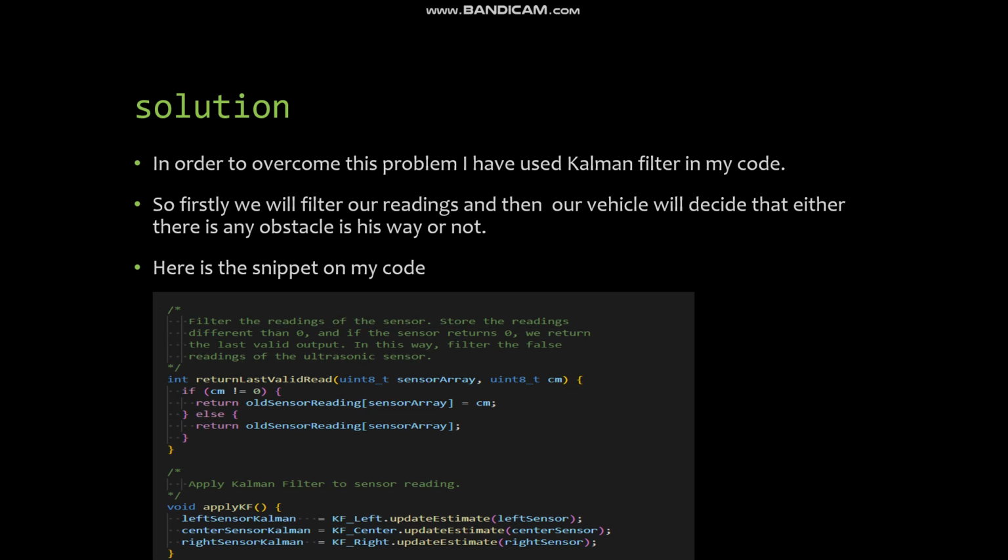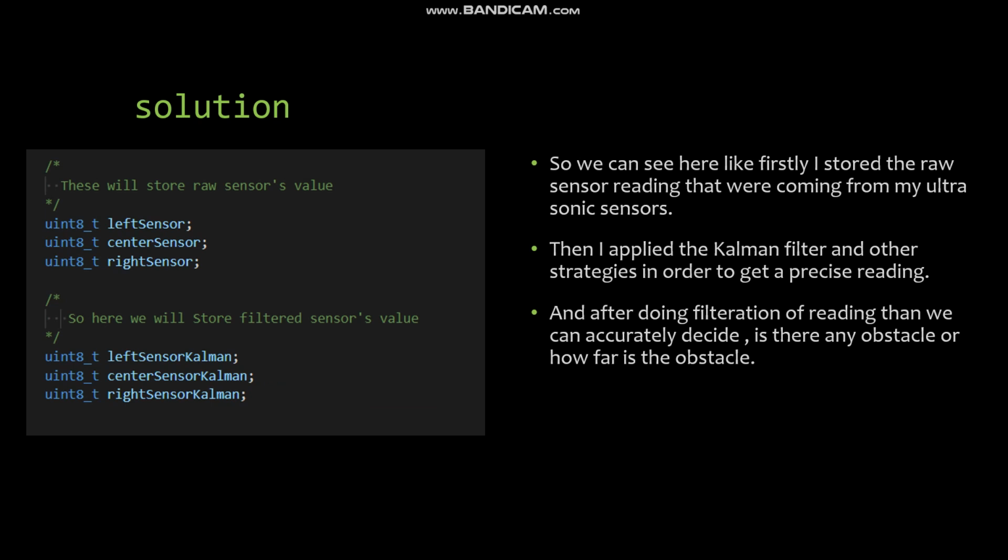So this is the main idea behind the Kalman filter. As you can see in my snippet as well, I have applied the Kalman filter. What's basically happening in this snippet is that when we get the code, filtering the readings of the sensor, they will store the readings in these variables.